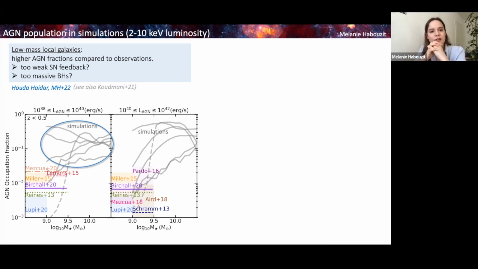But what the student was finding is that some simulations seem to have way too many AGN in those low mass galaxies. So again, it can be weak supernova feedback. For some simulations, it's actually too massive black holes in those low mass galaxies. So this is really interesting to understand what the simulations are not able to reproduce at the moment, because when we predict what the future missions will see, we have to keep this in mind. So this was for local low mass galaxies.